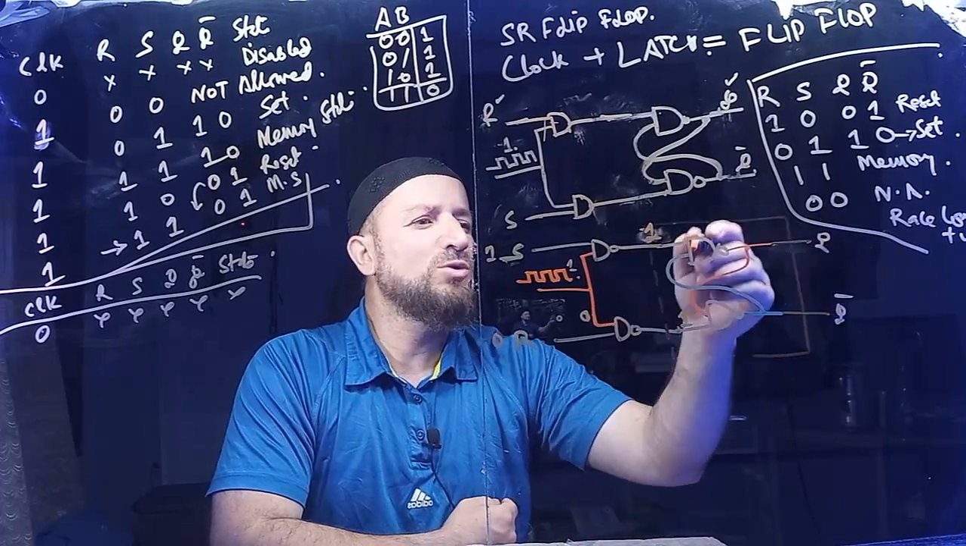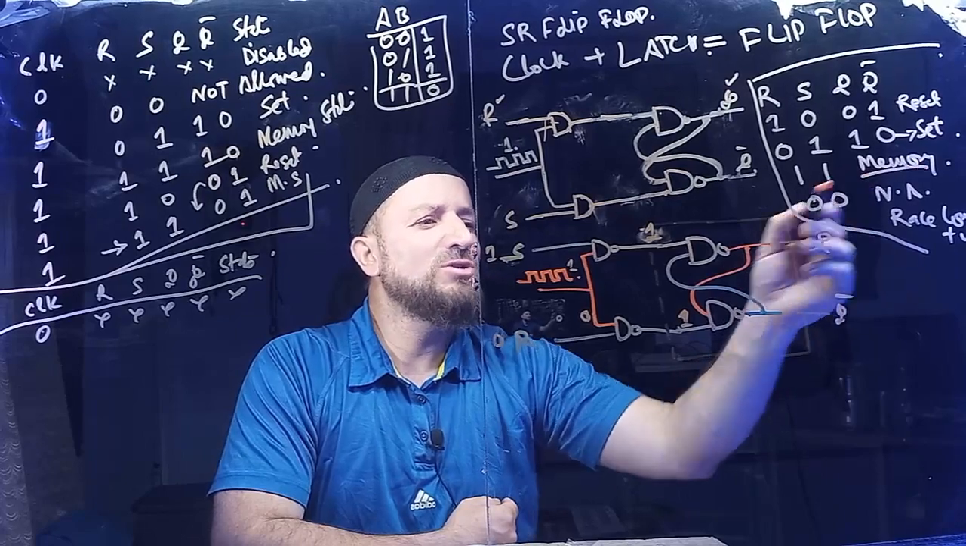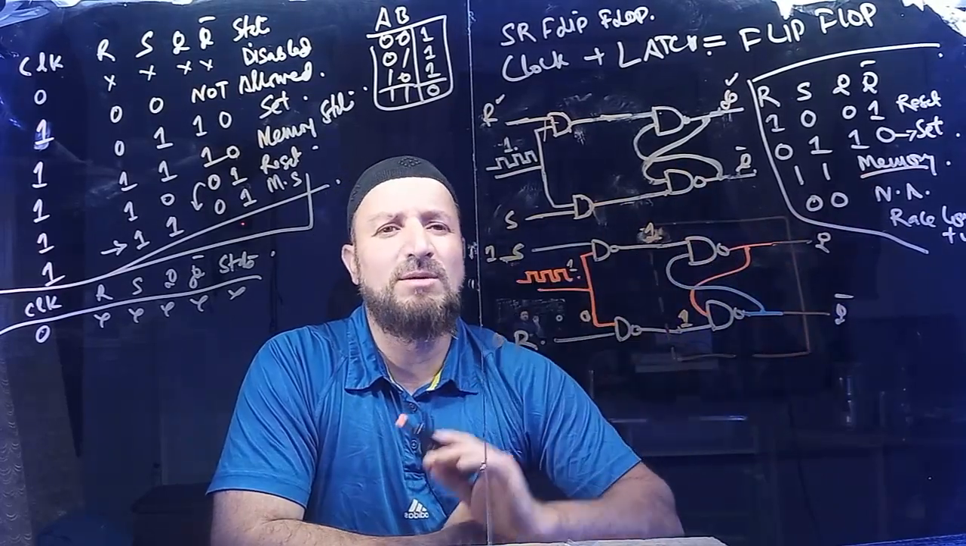What's the 1-1 state to this latch? This is the latch. So 1-1 state is memory. It will retain whatever the previous output was. It will be like that, as if no input has come.